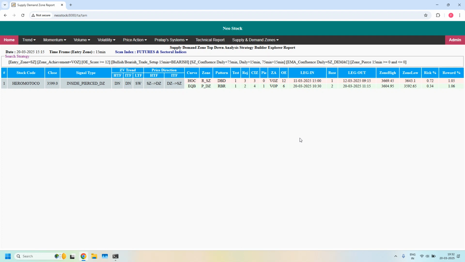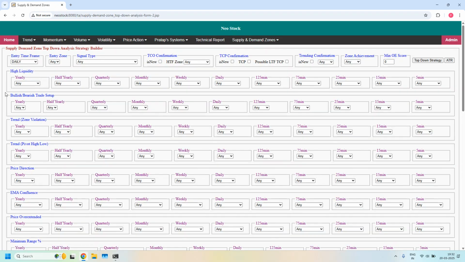Okay. This is about bearish trade setup for daily income trade. Next, hourly income trade, entry time frame, 5 minutes, entry zone, demand zone.